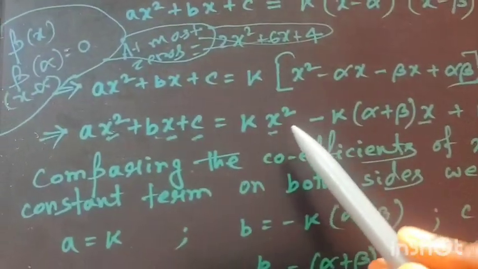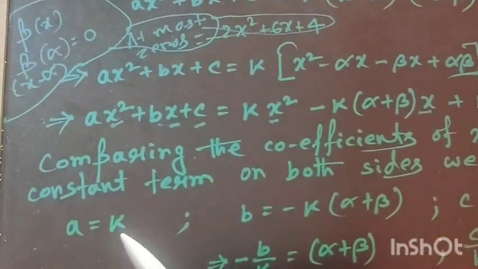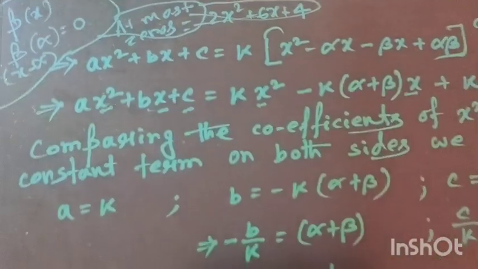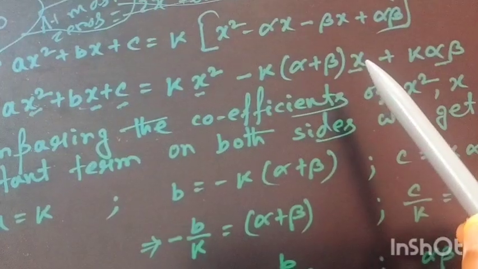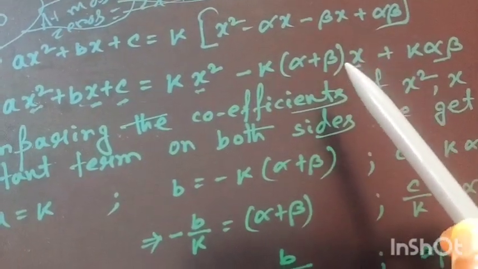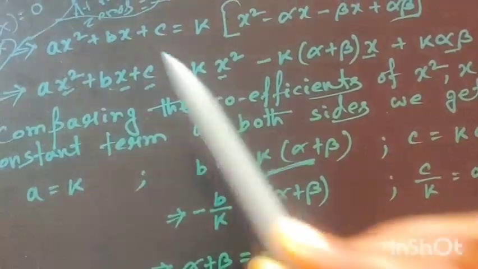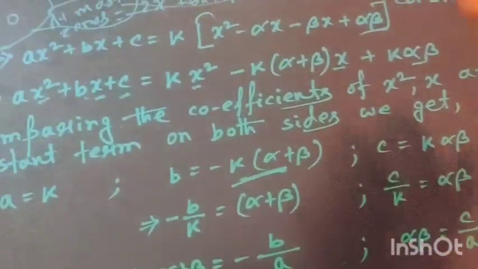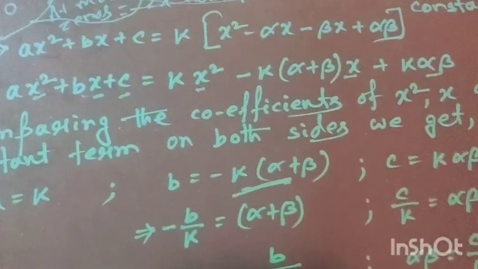On the right hand side, the coefficient of x square is k. I have written it as k, and from the left hand side we have a. In the same way, from the right hand side, the coefficient of x is minus k into (alpha plus beta). I have written it here, and from the left hand side it is b, and also c equal to k alpha beta.